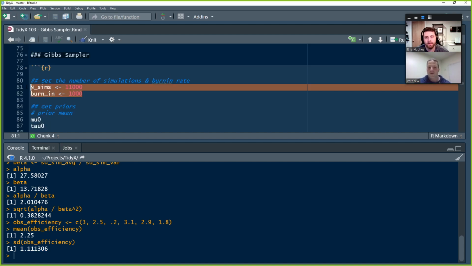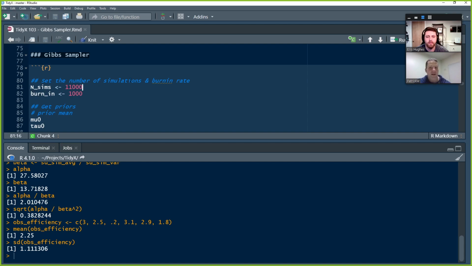Here we go. So to do this, there's a few things we need to set up front. The first is we need to specify how many simulations we want to run. In this case, we're going to run 11,000 simulations. And really what it's going to be is 10,000 simulations, because the first 1,000 are going to be the burn-in rate, or what some people call the wind-up.